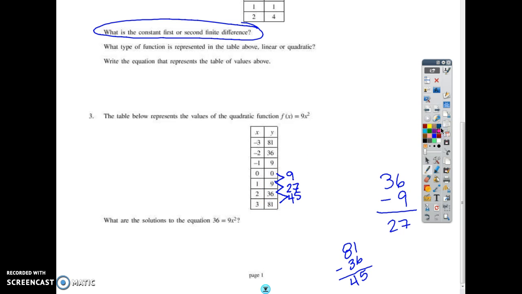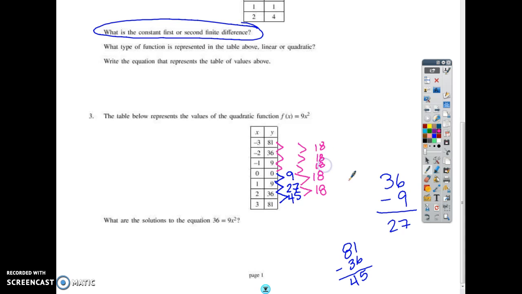The second finite difference is going from here to here. So what happened from 9 to 27? 18. And from 27 to 45, subtract them on the calculator. 45 minus 27. 18. Okay? So now it's a pattern. That means all of these on the second finite difference should be 18.